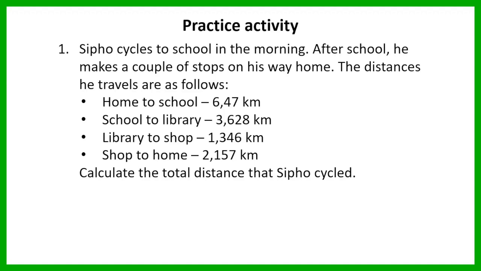Home to school is 6.47 kilometers. School to library is 3.628 kilometers. Library to shop is 1.346 kilometers. And shop to home again is 2.157 kilometers. And we need to work out the total distance that Sipor cycled all together. Okay, so I'm going to give you 2 minutes to work this out.